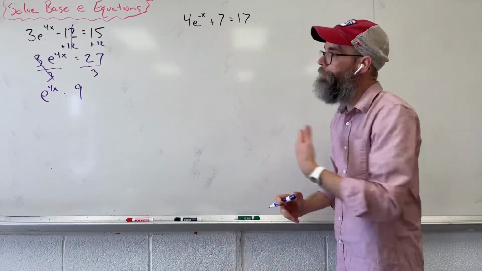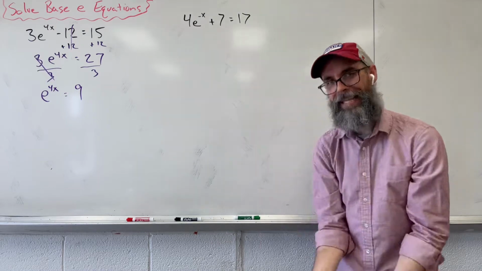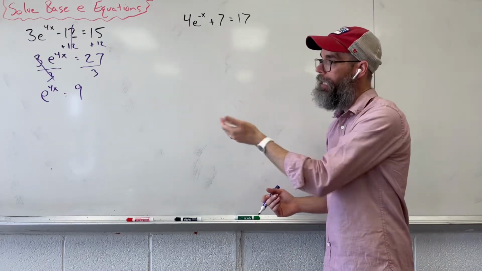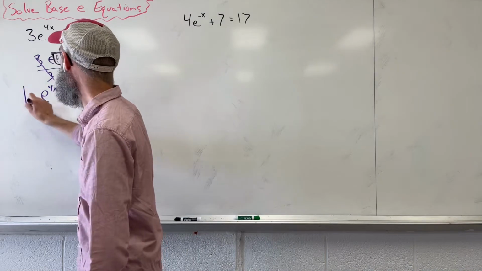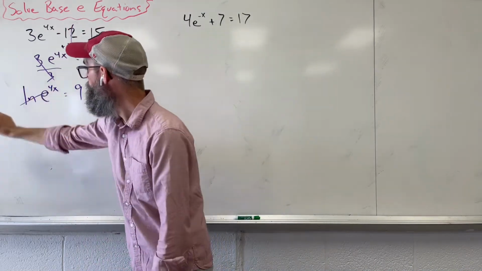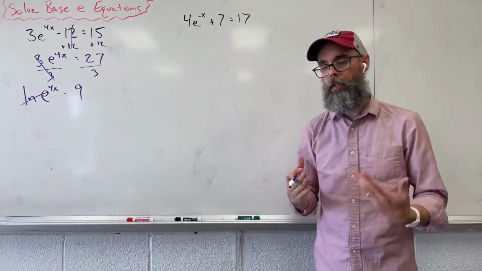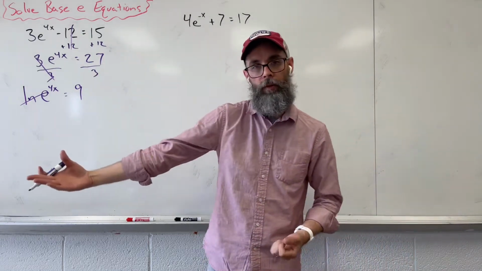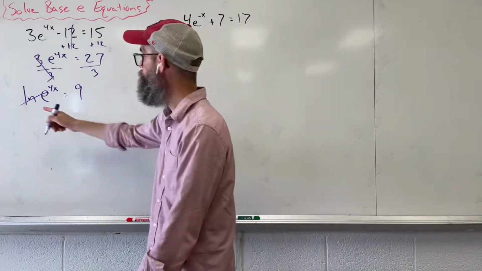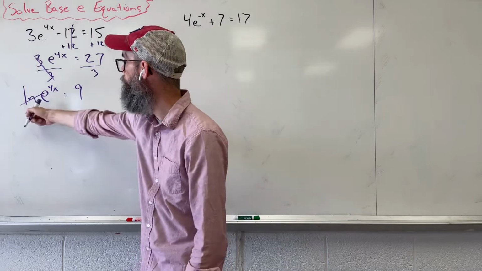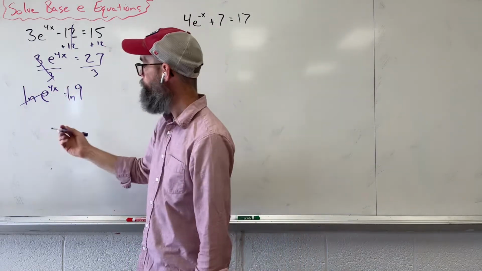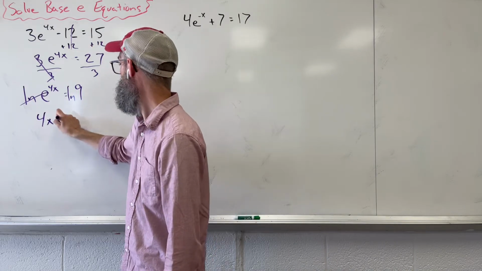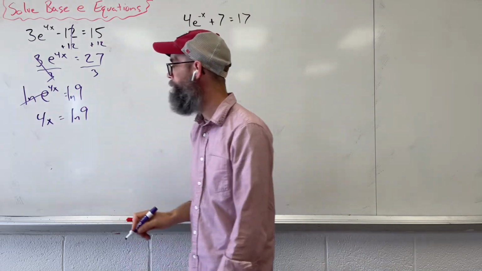Now, what comes next? How do I bring the exponent down? Well, the inverse for that e is the natural log. We're going to say ln. When I do that, these cancel out. But because we're dealing with an equation, what I do to one side, I have to do to the other side. So if I apply natural log to the left side, I've got to do it on the right side. The exponent comes down, and I'm left with ln of 9.